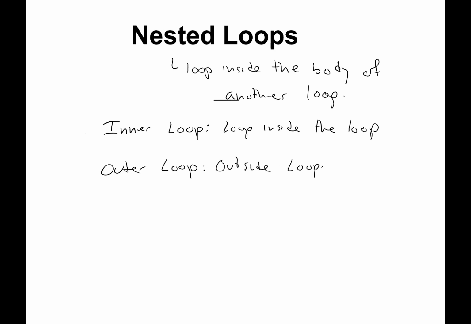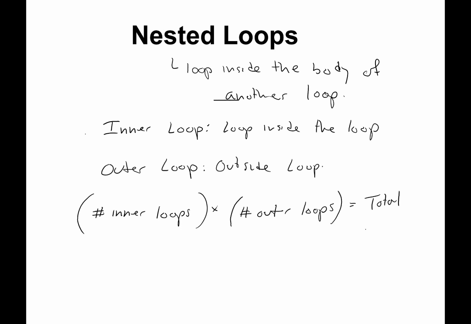This terminology seems pretty obvious, but be familiar with it because you'll hear people talk about the inner loop or the outer loop, and you'll want to know what they're talking about. Also, a loop is going to repeat your code a certain number of times. So if we have nested loops, we can calculate the total repetitions by multiplying the number of inner loops by the number of outer loops. This equals the total repetitions.